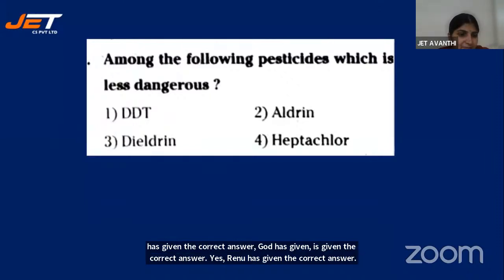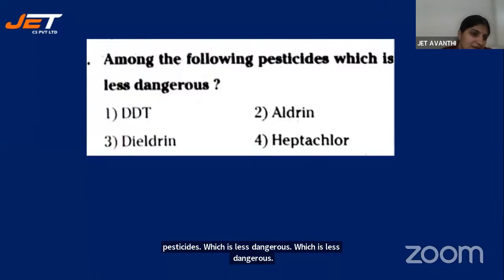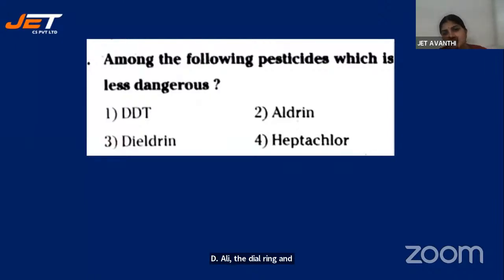Next question, children. Among the following pesticides, which is less dangerous? DDT, aldrin, dieldrin, and heptachlor. DDT means dichloro diphenyl trichloroethane. It's a pesticide. Yes, Amulya has given the correct answer.